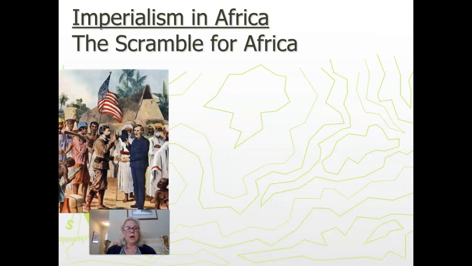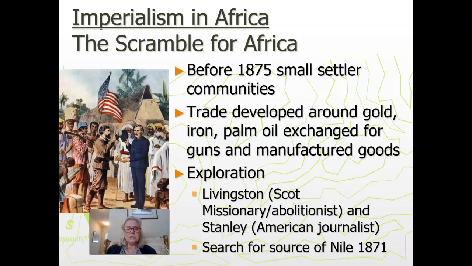So in the Scramble for Africa, this is what we call imperialism in Africa, Europeans, especially some Americans, but Europeans for the most part, were interested in just dividing up Africa for its massive resources. Before 1875, there were small settler communities in parts of Africa. In particular, they were interested in gold, always, iron for the industrial machines, palm oil to grease the industrial machines, and then they exchanged these for guns and manufactured goods.